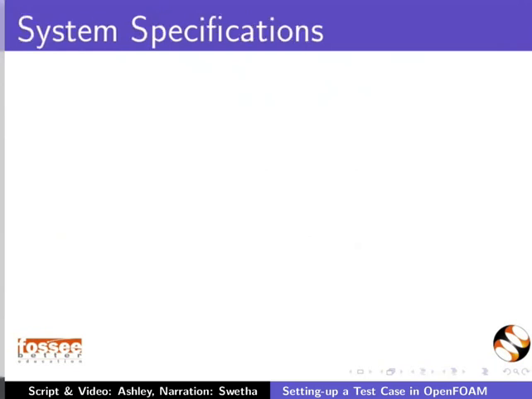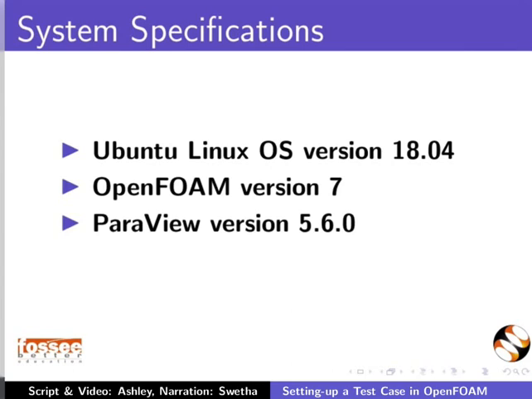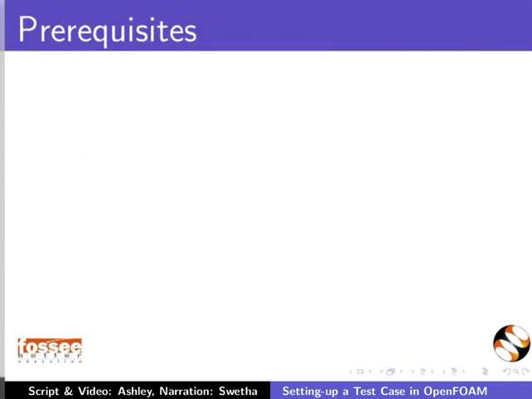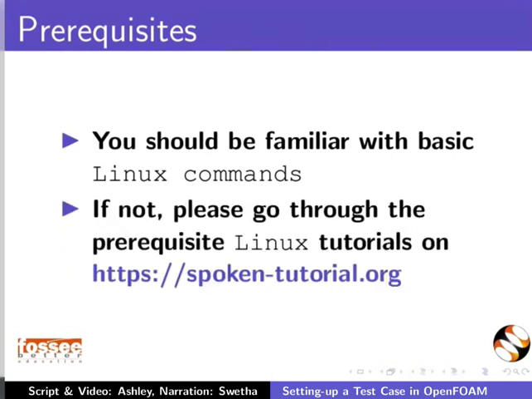This tutorial is recorded using Ubuntu Linux OS version 18.04, OpenFOAM version 7, ParaView version 5.6.0, and gedit text editor. You may use any other text editor of your choice. As a prerequisite, you should be familiar with basic Linux commands. If not, please go through the prerequisite Linux tutorials on this website.